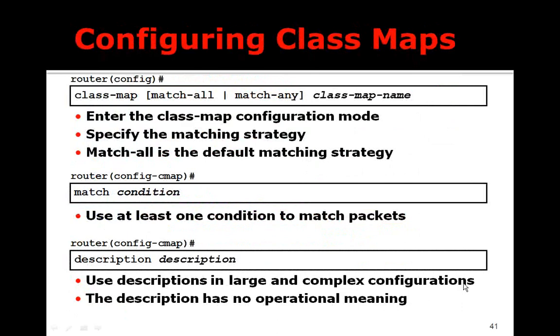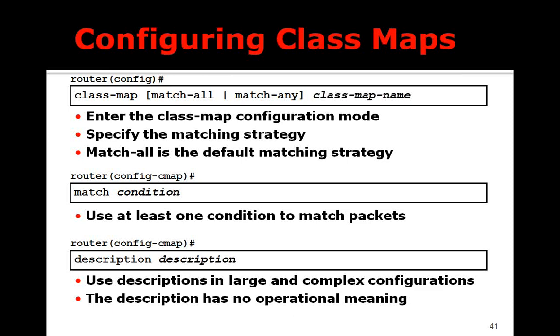So let's talk a little bit about configurations of this. When we configure these, you go into the system, you want to do a class map, you can do a match all or a match any, and then you have to give it some sort of a name. So you've got to go in and configure how it's going to work. If you don't put anything, then it's going to do the class map match all.